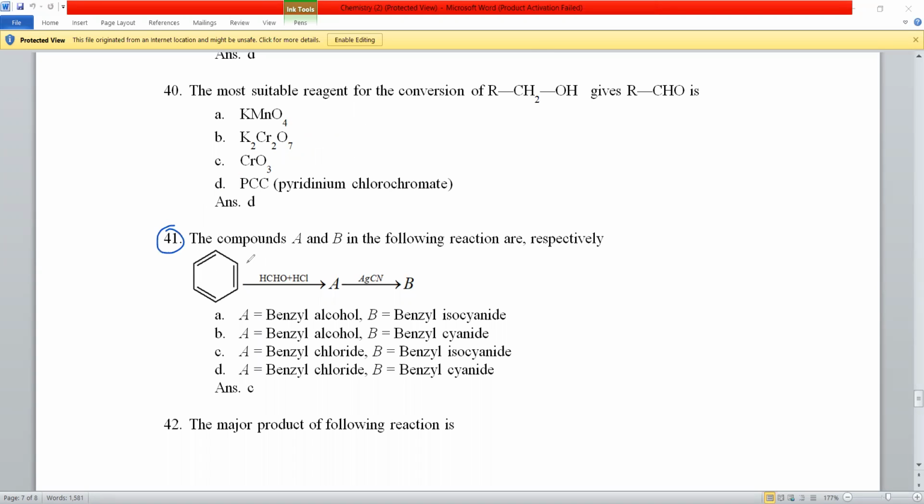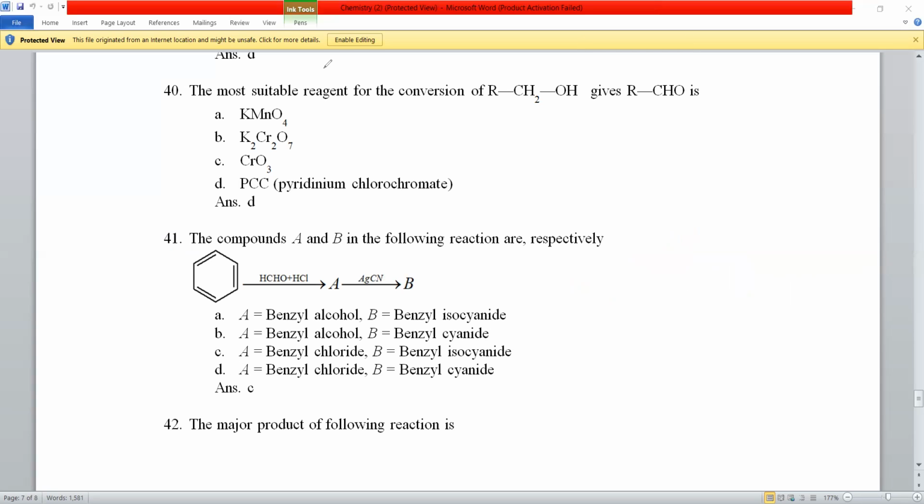Next, 41. Compounds A and B in the following reactions are respectively. Benzene treated with formaldehyde and HCl will give benzyl chloride. Benzyl chloride on treatment with AgCN, which has covalent character, so nitrogen can donate its lone pair of electrons, and we get benzyl isocyanide, CH2NC. So the answer should be C. Benzyl chloride as well as benzyl isocyanide is the correct one.